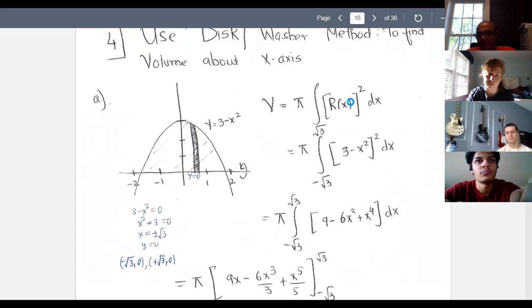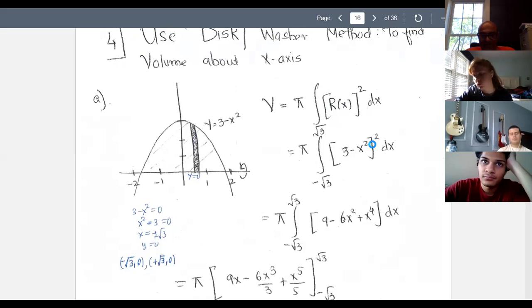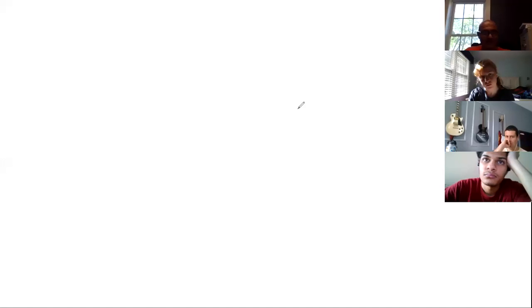But here, a slightly different formula for washer. Here it is because actually your Rx is nothing but, okay, let me explain to you guys. I think she raised the right question at the right time. Let me stop sharing this screen and let me start my whiteboard.